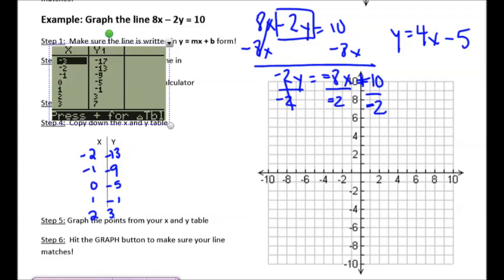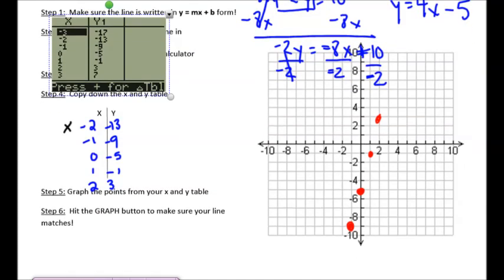Now, it's okay that I'm not going to be able to graph this point, but I have a couple other points that I will be able to graph. So I'm going to go to -1, -9, which is right here. The next point is 0, -5. That point's right there. 1, -1, and 2, 3. Okay, so those are all my points.